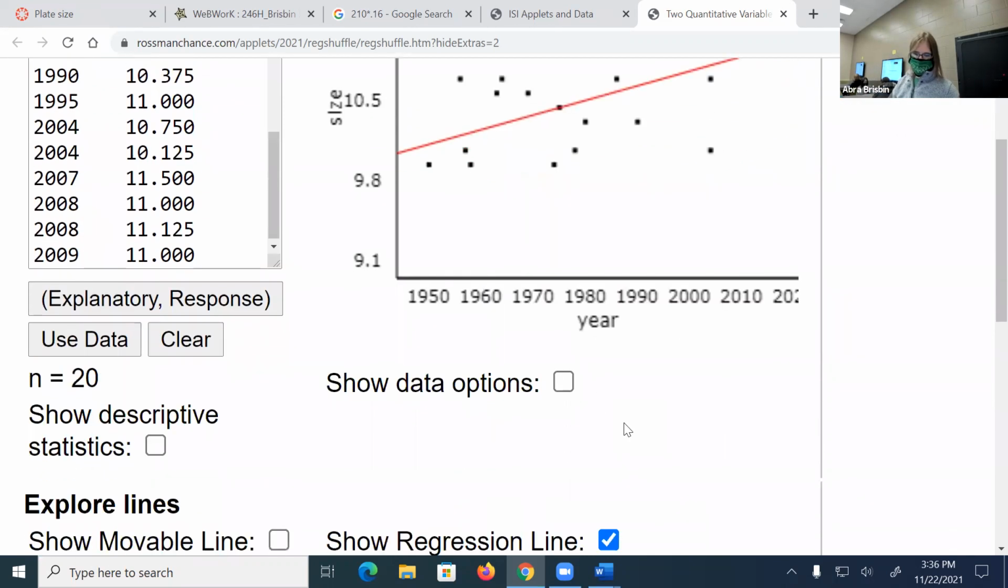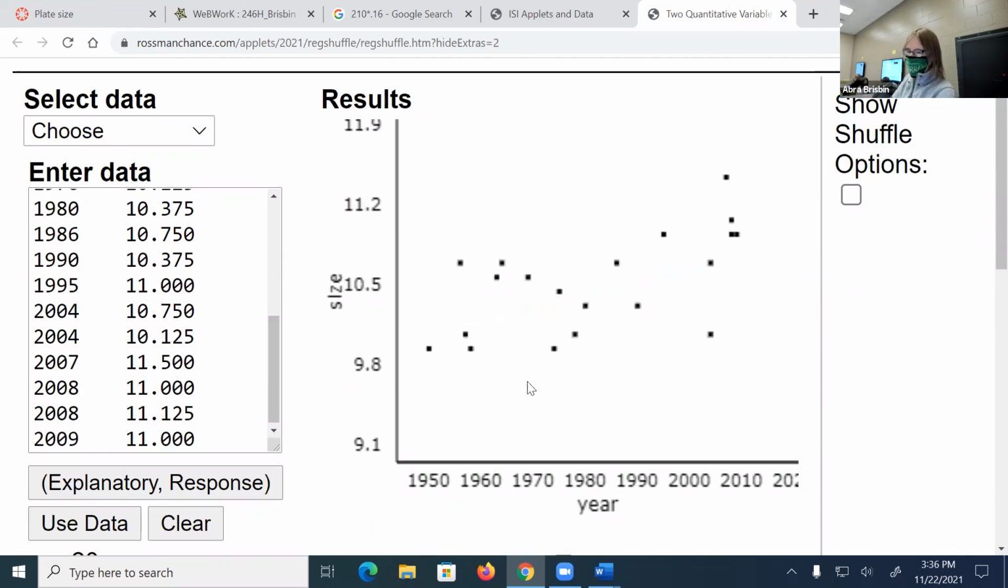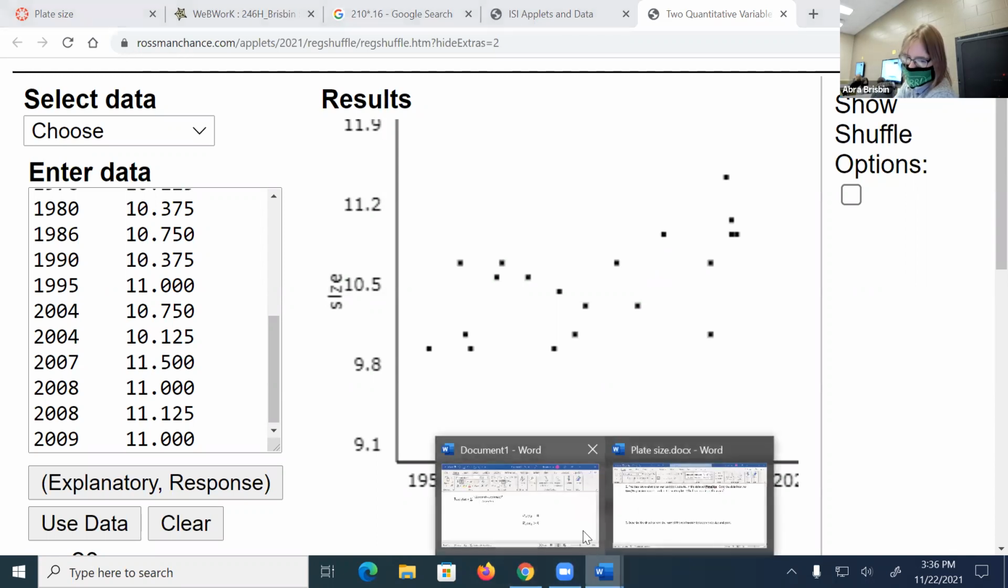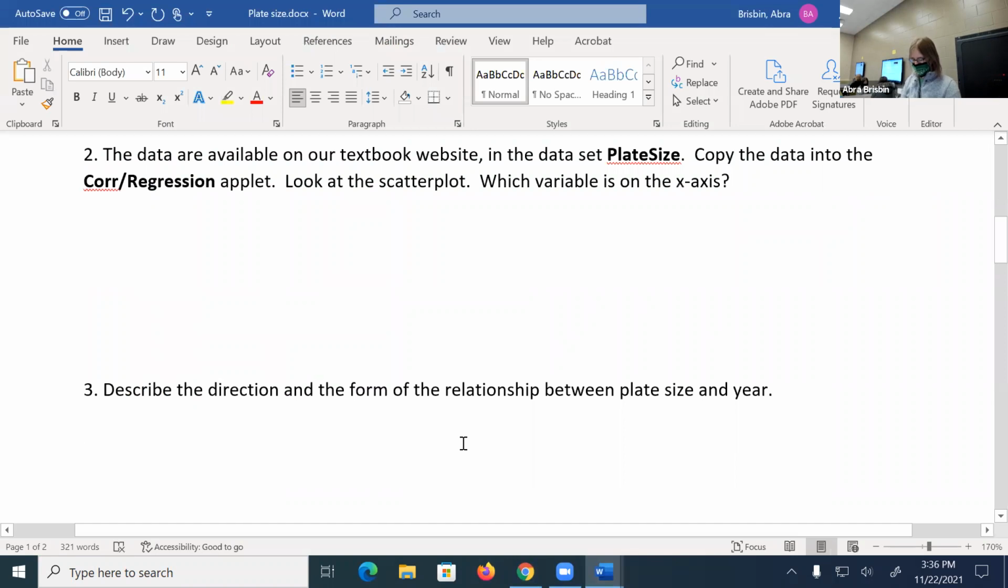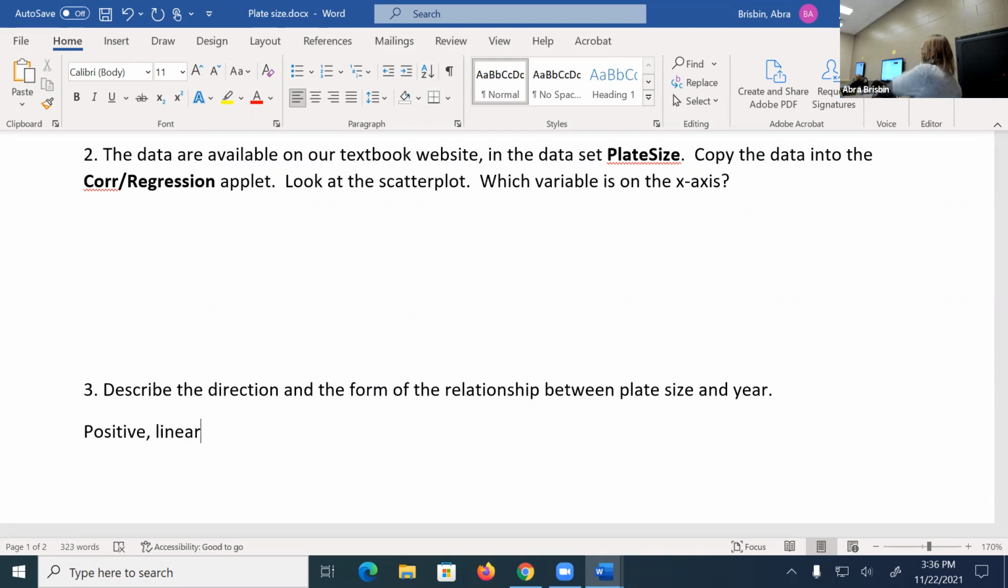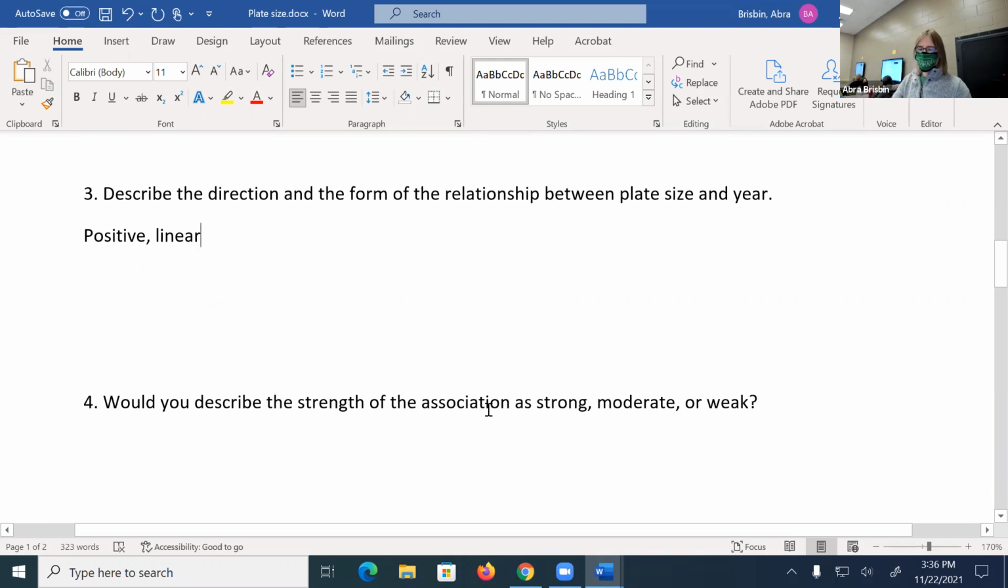If we get rid of the regression line here, I'd say that's generally linear. There's clearly a lot of noise there. So this is not a strong linear relationship, but there's no obvious curve to it either. So I would tend to say that the direction is positive and the form is generally linear. All right. So the strength of the association.